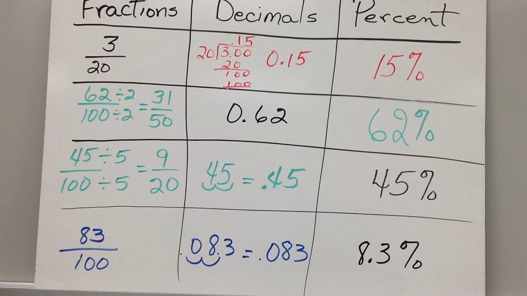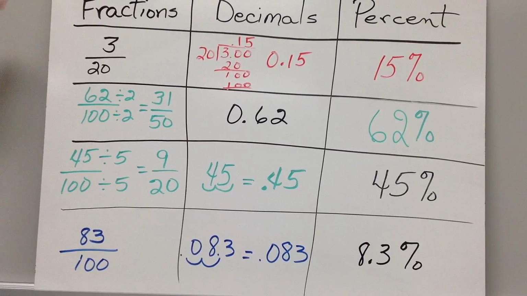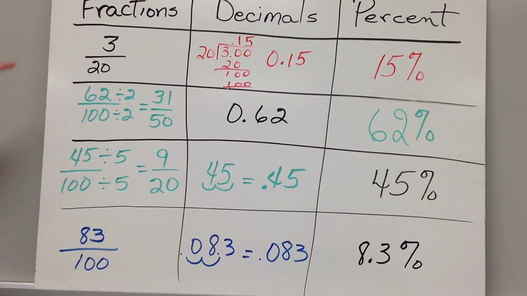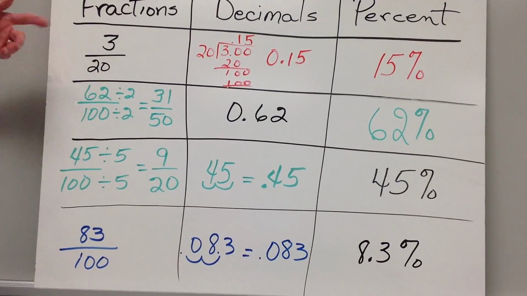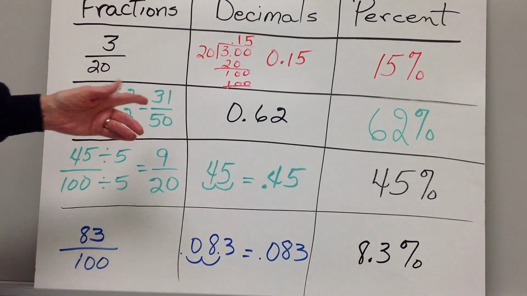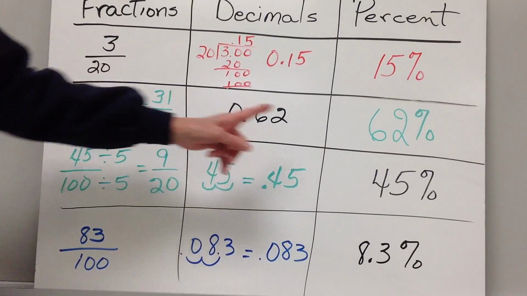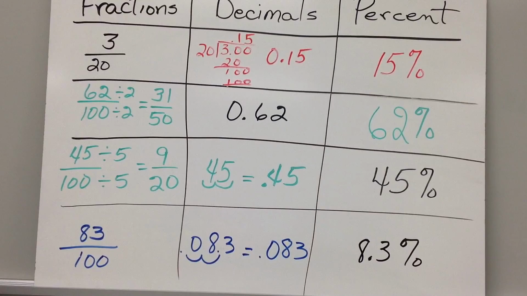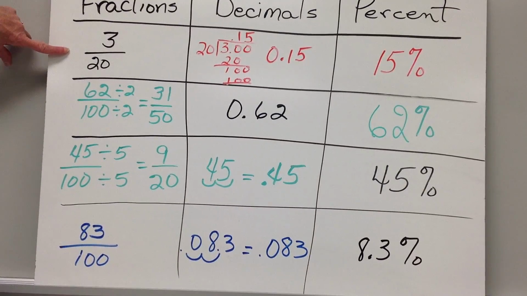Many times you will see a table like this one. It will have fractions, decimals, percents. You will have to convert from a fraction to a decimal or percent, from a decimal to a fraction and a percent, or from a percent to a decimal or a fraction. Let's start out and look at one of each of these.